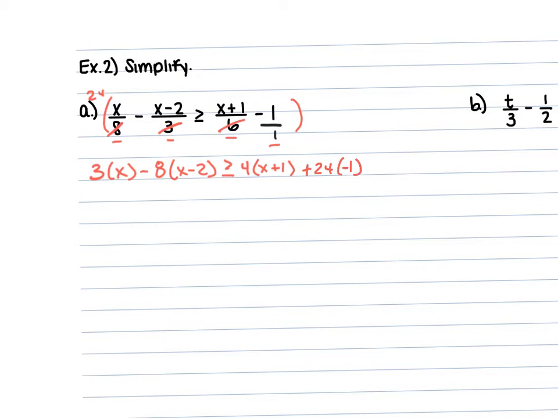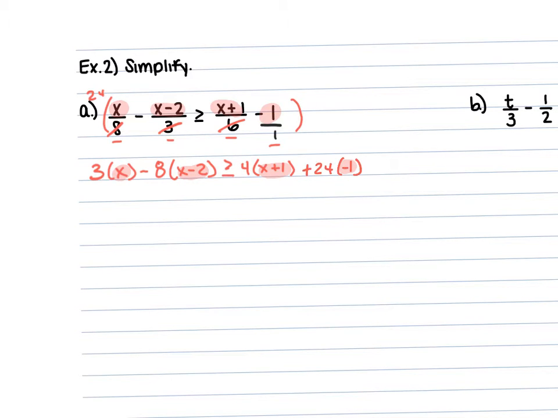So notice here that these things are still there. That x minus 2 is still there, that x plus 1 is still there, that negative 1 is still there. All those things are still there. But all we did there is we got rid of the fractions by finding something that all of those numbers go into. So what we're going to do now is just work this out.